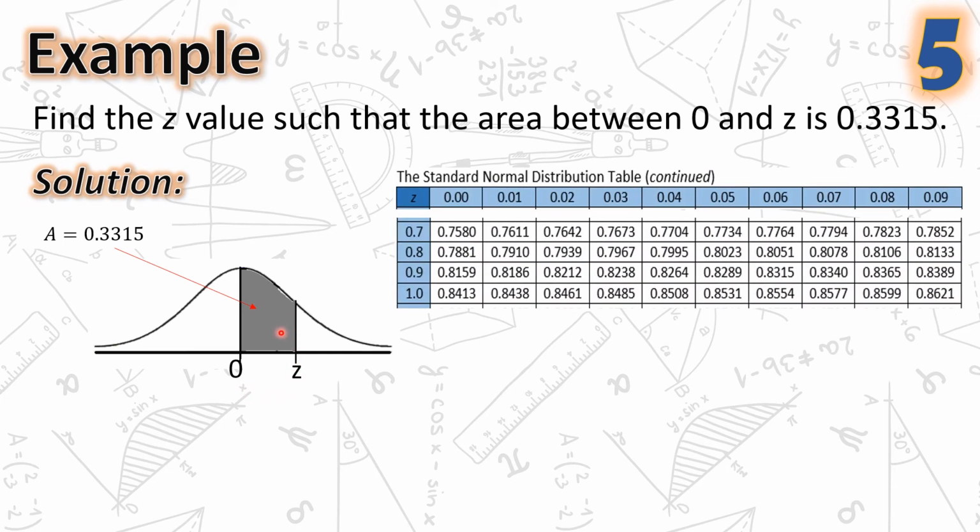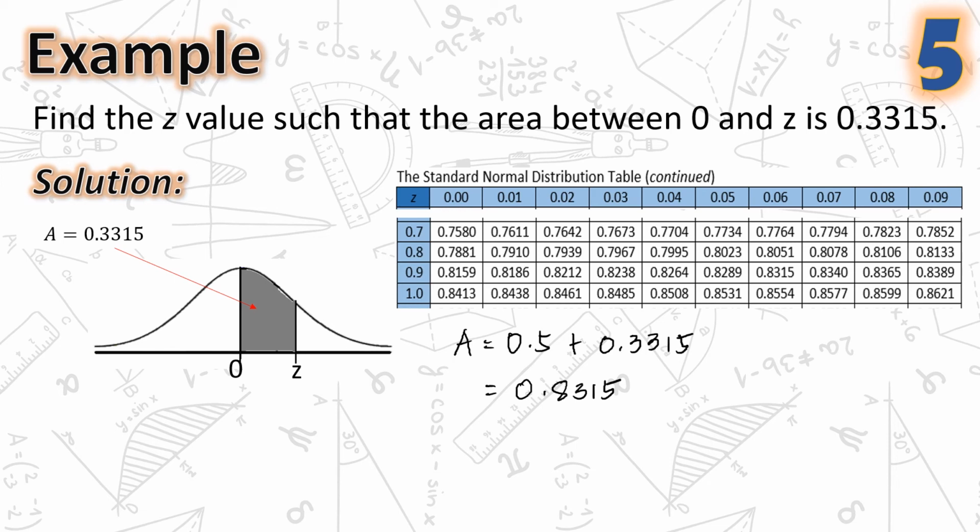Next, we use the standard normal distribution table to find the value of z. And since the area is between 0 and z, we know that the area to the left of 0 is half of the standard normal distribution curve. So we may add 0.5 to 0.3315 to get the value of z. Hence, we have area is equal to 0.5 plus 0.3315, and that is equal to 0.8315.